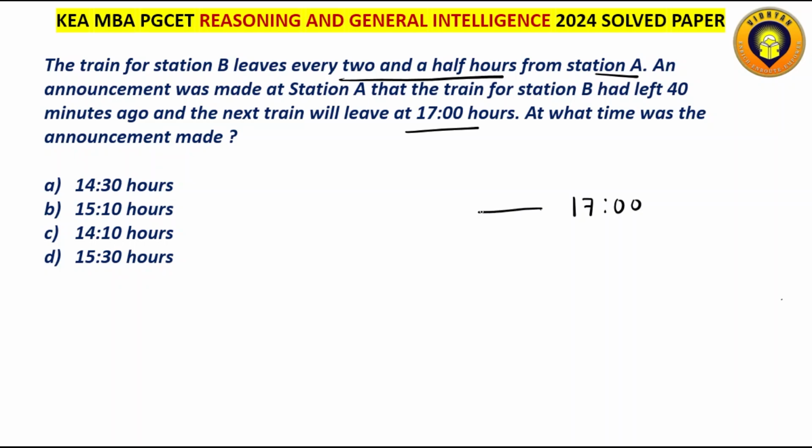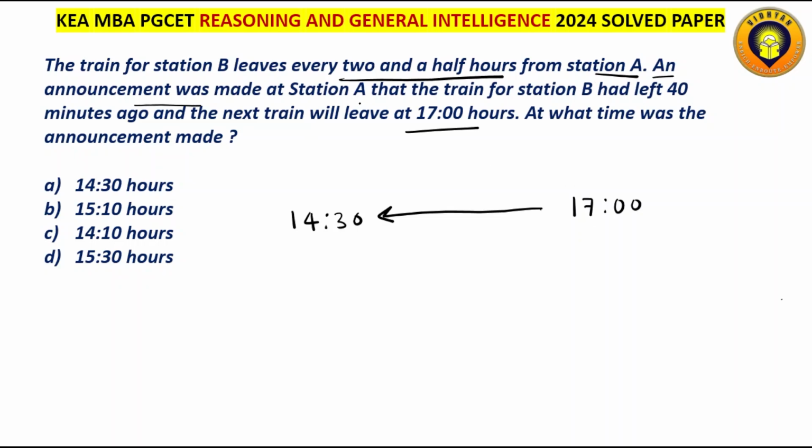That means the last train was left at what time? The last train was left 2.5 hours before, right? So that means at 14 hours 30 minutes. So 2.5 hours before means what? 2 hours back will be 15. Again 30 minutes back you have to go. So at 14 hours 30 minutes, a train was left from station A to station B. But when was the announcement made?